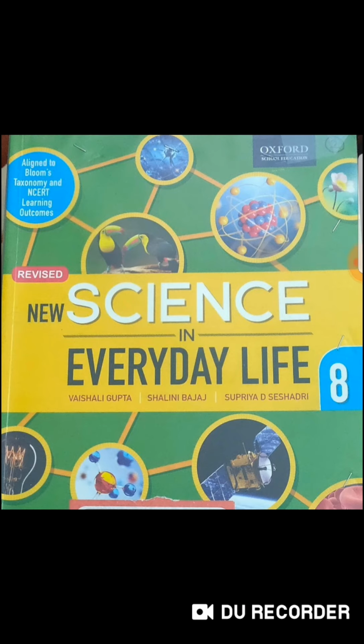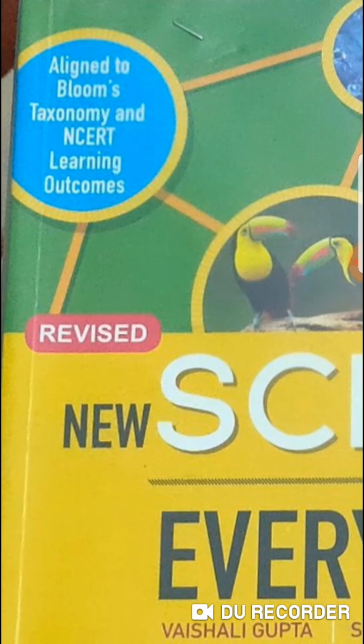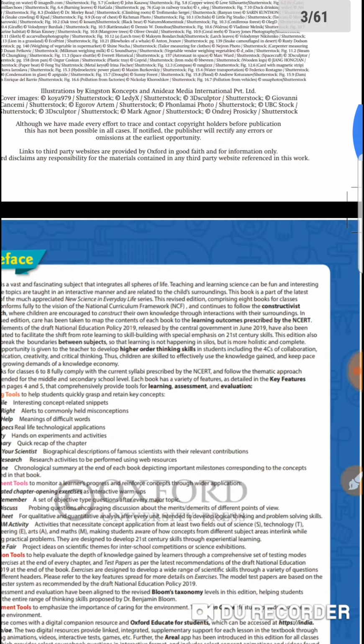This is our new science book, New Science in Everyday Life. The name tells us that we are using concepts of science in everyday life. This book is aligned with Bloom's taxonomy and the NCERT syllabus. The NCERT syllabus serves as a bridge for 9th and 10th standard.